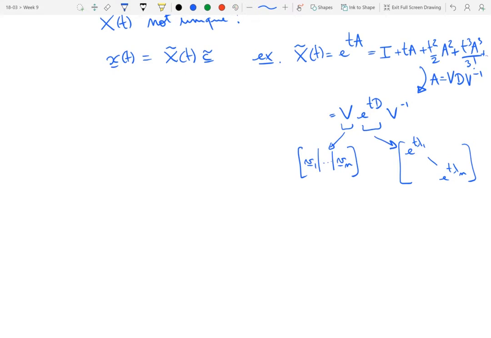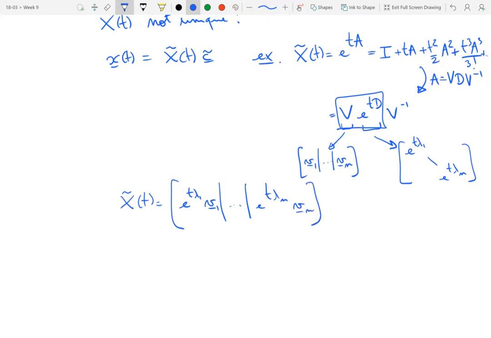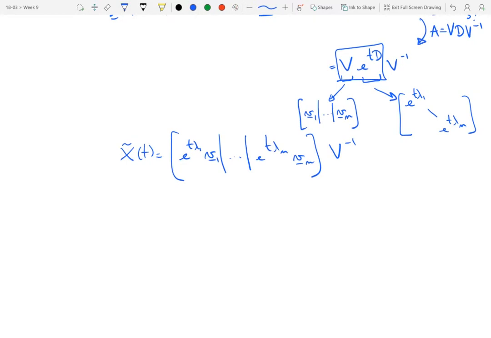Well, the first thing we can notice is that we can indeed write X tilde as a function of X. If we consider the product V times e to the TD and write it out, we'll have a diagonal scaling of the columns of V by means of e to the TD, so we'll have e to the T lambda 1 V1, etc., e to the T lambda n Vn. That's the product of those two matrices. V inverse remains to the right of that.